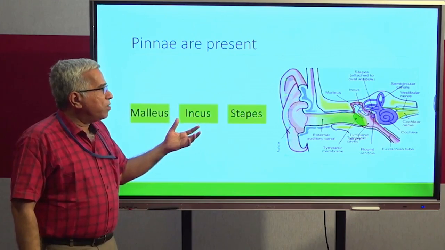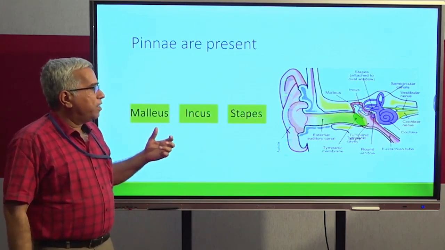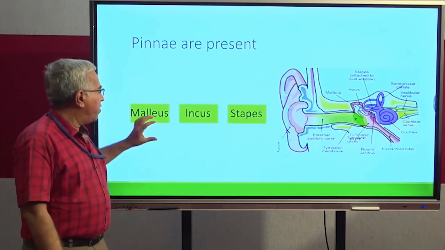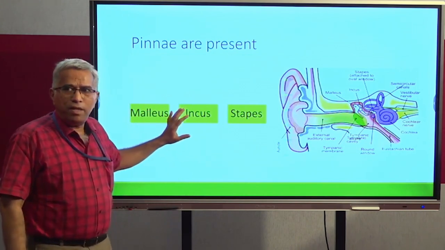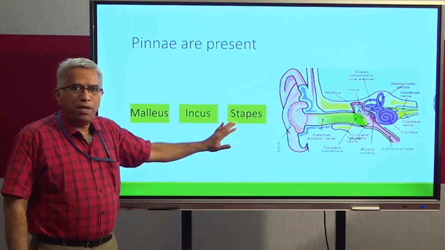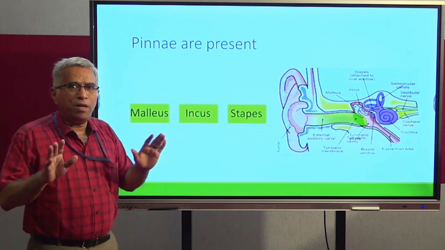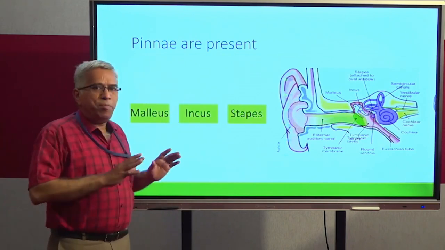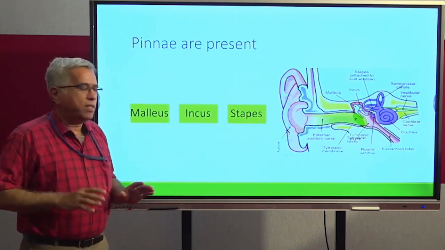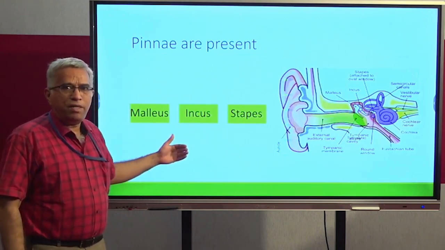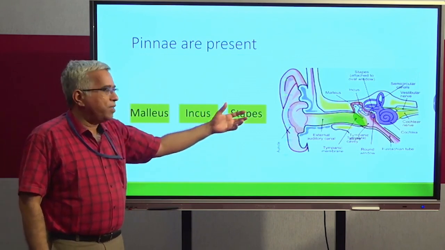And coming to the structure of the ear, in the middle ear there are three bones. One is malleus, another one is incus, another one is stapes. Stapes is the smallest bone in the entire human body. My dear students, a sequence question may be asked sometimes in the examination. Malleus, incus, stapes is the right sequence of bones present in the middle ear.